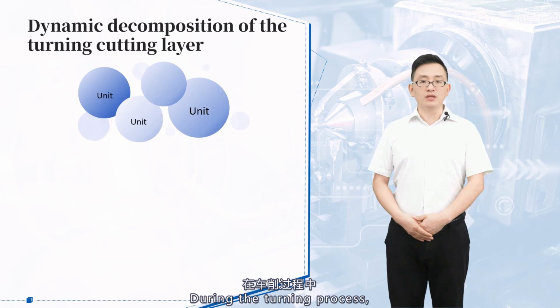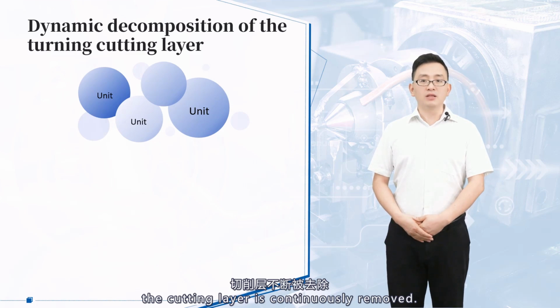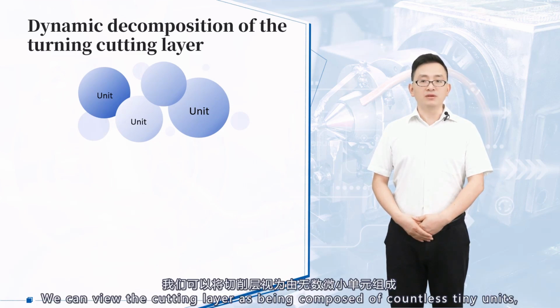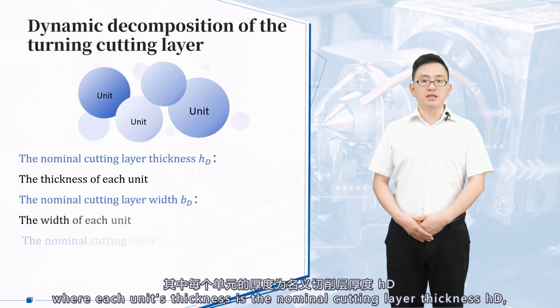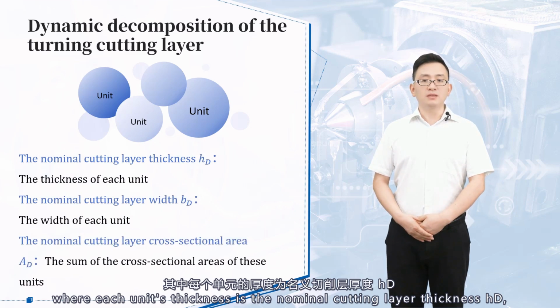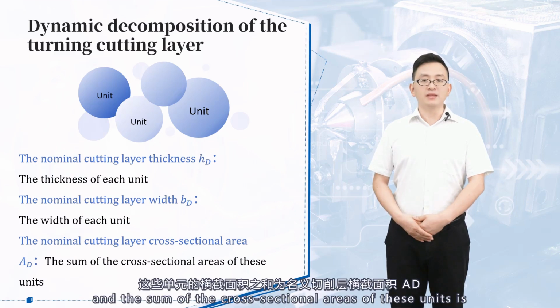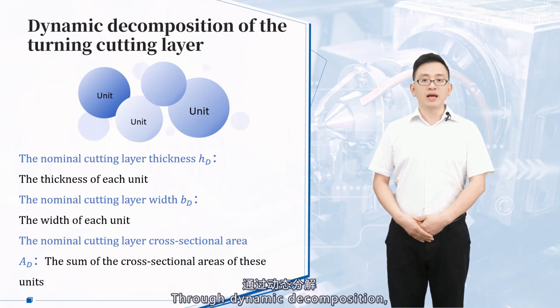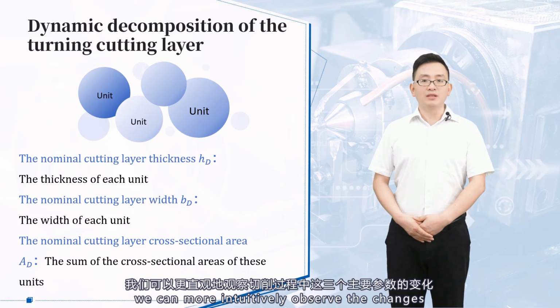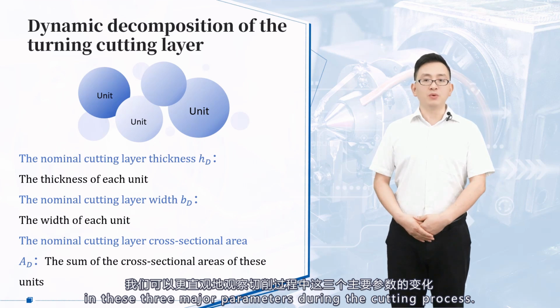Let's further understand these three major parameters by examining the dynamic decomposition of the cutting layer in turning. During the turning process, as the tool feeds, the cutting layer is continuously removed. We can view the cutting layer as being composed of countless tiny units, where each unit's thickness is the nominal cutting layer thickness HD, the width is the nominal cutting layer width BD, and the sum of the cross-sectional areas of these units is the nominal cutting layer cross-sectional area AD. Through dynamic decomposition, we can more intuitively observe the changes in these three major parameters during the cutting process.